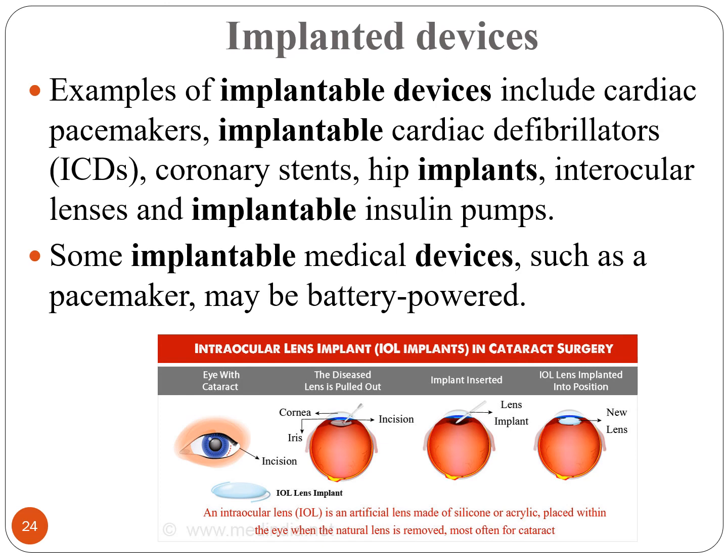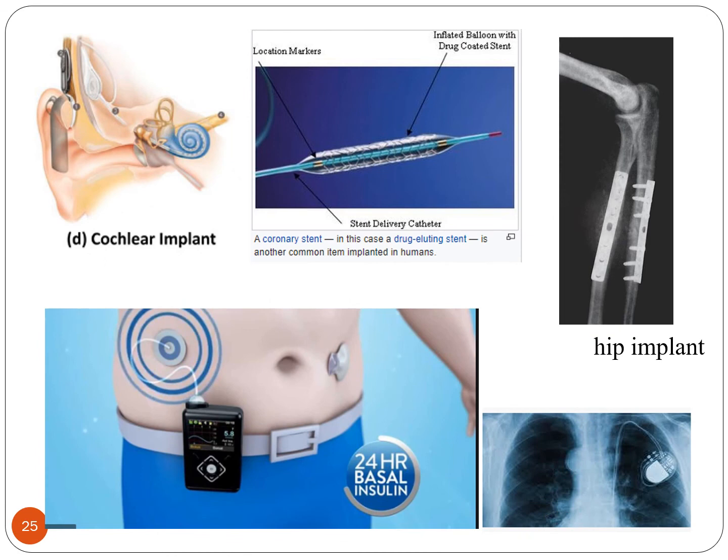This is an example of the intraocular lens implant used in cataract surgery. These are examples of implantable devices. Cochlear implant for hearing problems, and this is the stent for the coronary artery. This is a hip implant, and this is the pacemaker, and this is an implantable insulin pump.